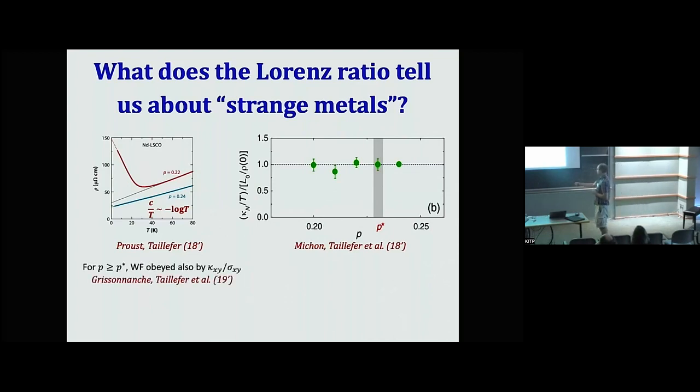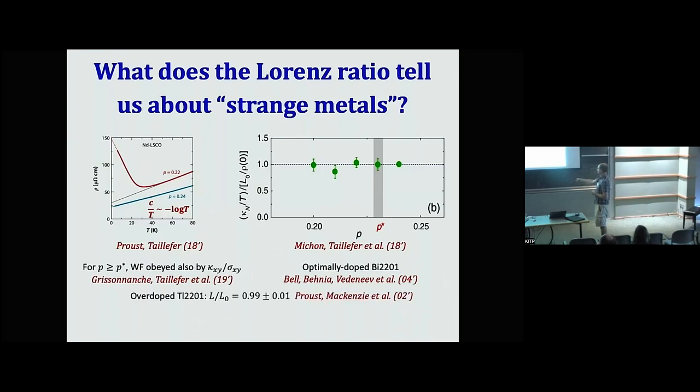Okay, this has been studied very, very extensively, both in the longitudinal Lorentz ratio and also in the transverse one, for which there's also a Wiedemann-Franz law for the same reasons. Both in lanthanum materials, in BISCO, in the tantalum material, it's actually obeyed up to 1%, okay, at the lowest temperatures. So what's going on here?